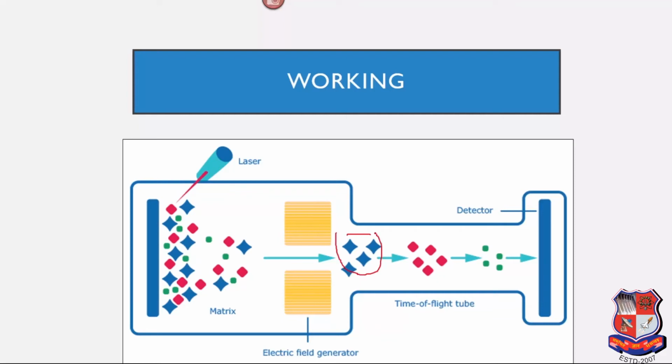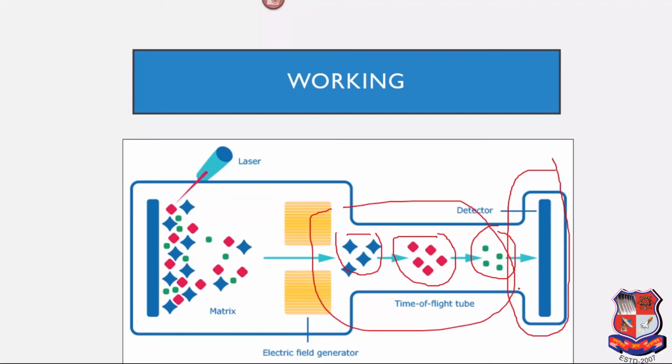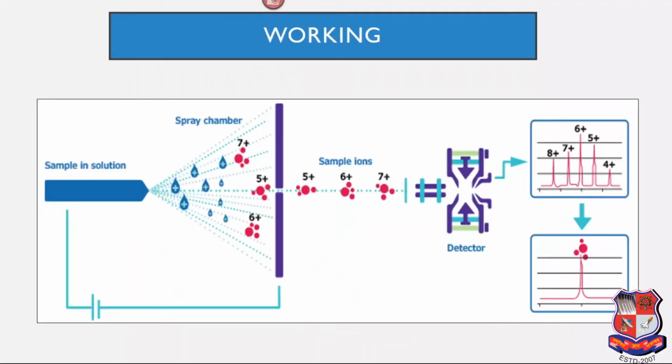The sample is ionized into compounds, so different ionization creates some groups, and the last process is the detector. So first is ionization, second is separation, and last is the detector. Ultimately, this is the sample in solution. We spray the sample, and it passes through this ionization chamber.